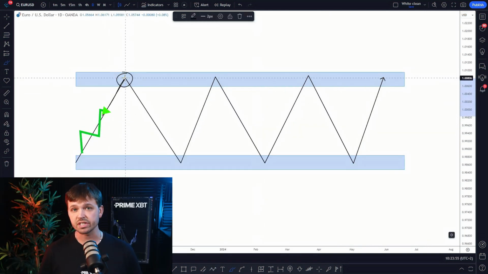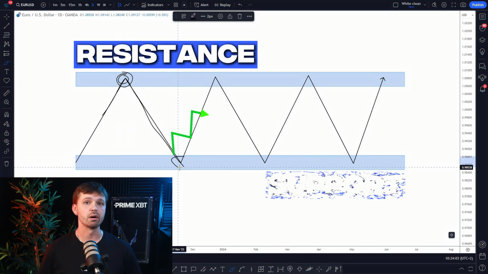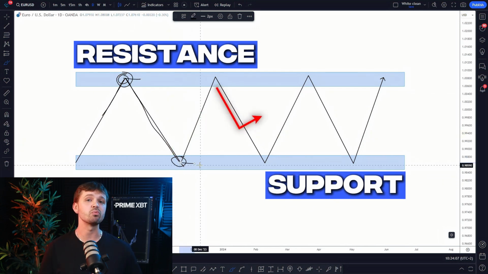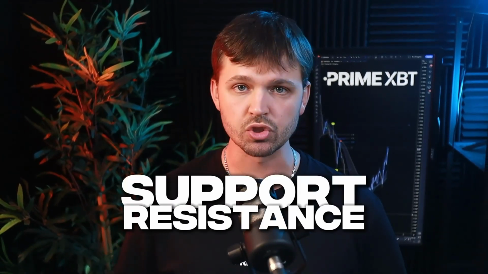Here you can see resistance above. This is where price experiences a bearish rejection. Now price moves up into resistance and then retraces back down to support. It's a movement from one key level to the next, from resistance to support. This concept forms the underlying foundation for the system we are going to be trading.